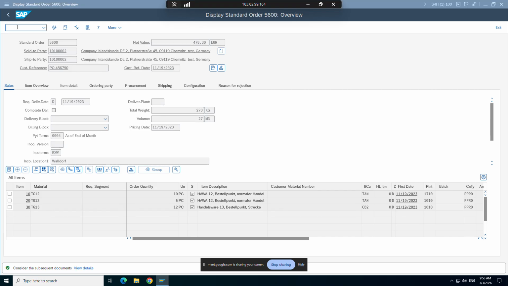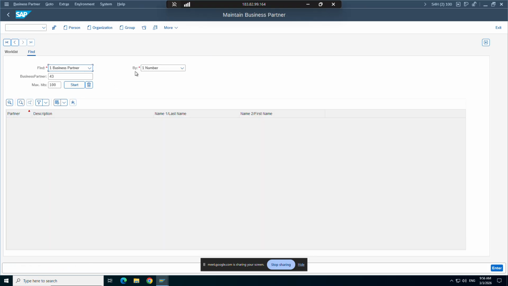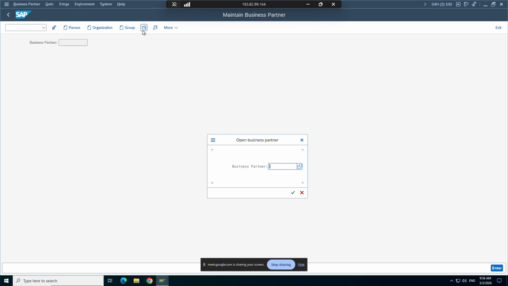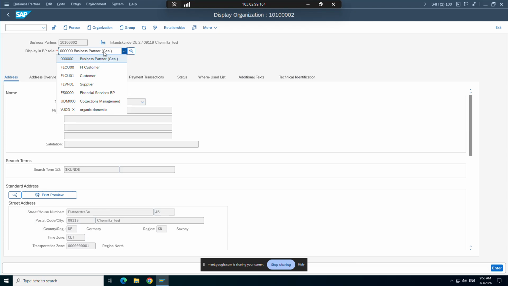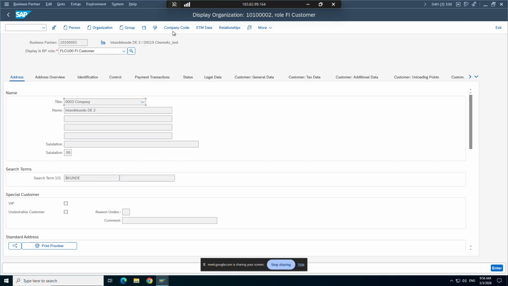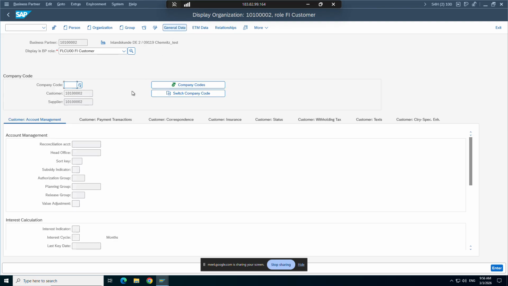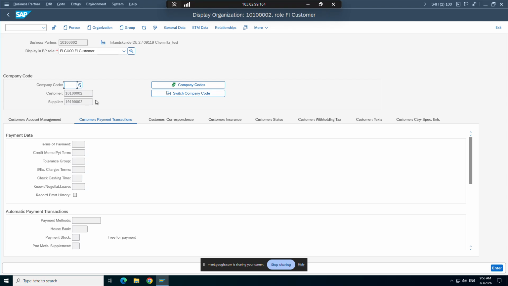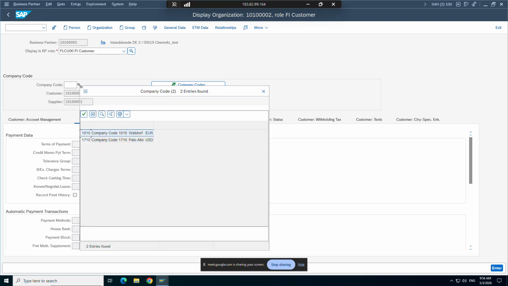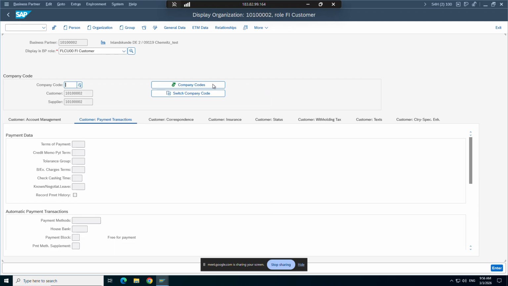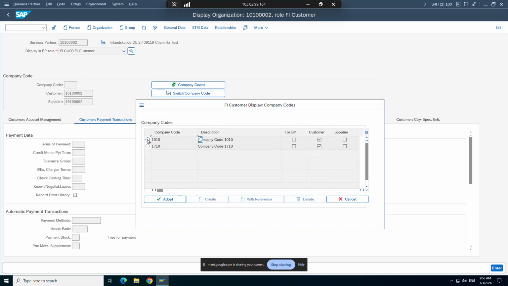Let's go to BP. As I said, you can just close it to avoid confusion. Click here, type your customer, click OK. If you go to Finance, then go to company code, you see, this data is not coming. Why? Because we have not entered the company code yet. You can press F4 here, or click on this button as well. So you see how many company codes are extended.